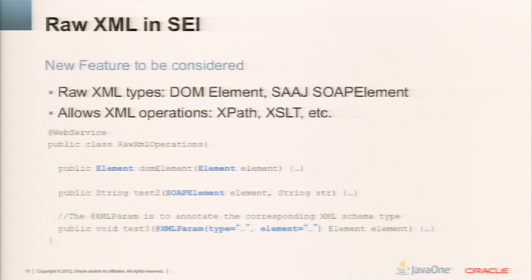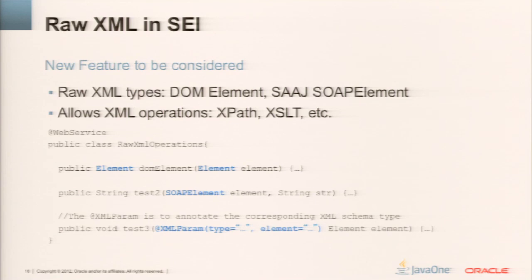And the next feature I want to talk about is using raw XML in your service endpoint implementation. Because web services are for XML, it's quite common that you want to directly use, for example, a DOM element or a SAAJ SOAP element in your web service implementation. The purpose is that this object allows you to do XML-centric operations like SAX parsing or XSLT to read the information from within the XML. And we already have this feature since JAX-RPC.